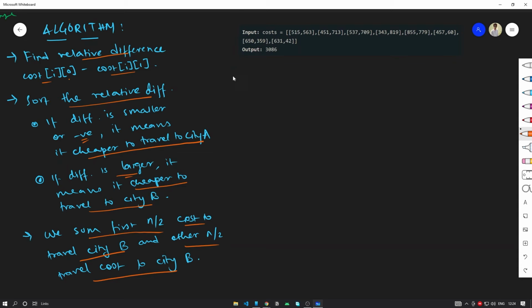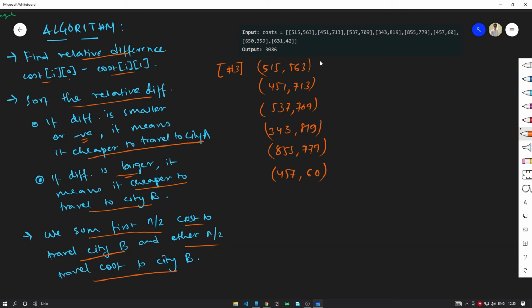Now let's try to solve our third sample test and see if our algorithm actually works or not. So this is our cost for each person, and as our algorithm says, first of all we need to find the relative difference. For this the relative difference is minus 54. For this the relative difference is minus 262. For this the relative difference is minus 172. For this the relative difference is minus 476. For this the relative difference is 76. For this the relative difference is 397. For this the relative difference is 291, and for this test the relative difference is 591.